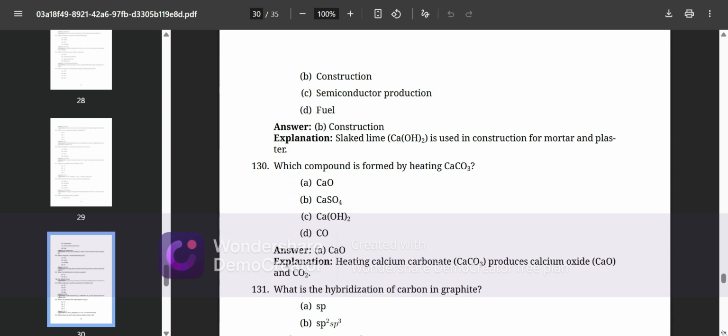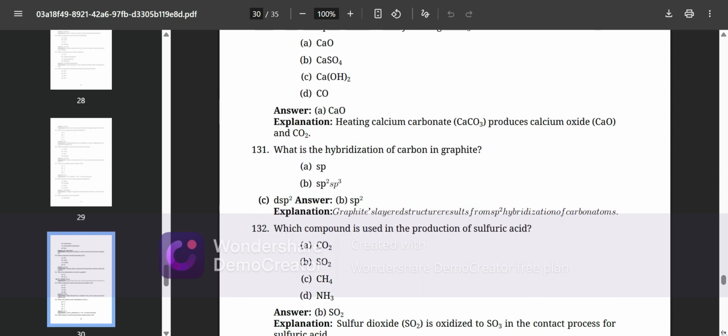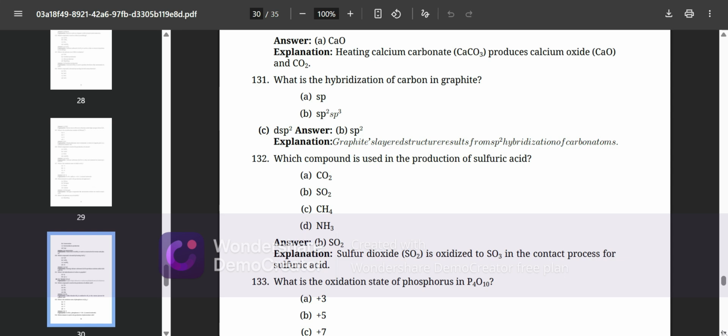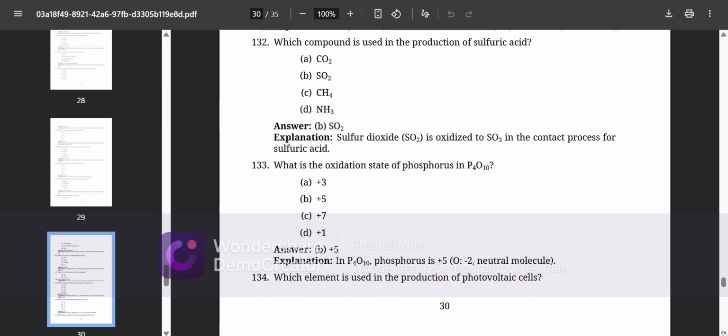Which compound is formed by heating CaCO3? CaO. Heating calcium carbonate, CaCO3, produces calcium oxide, CaO, and carbon dioxide. What is the hybridization of carbon in graphite? sp2. Which compound is used in the production of sulfuric acid? SO2, sulfur dioxide. SO2 is oxidized to SO3 in the contact process for sulfuric acid.